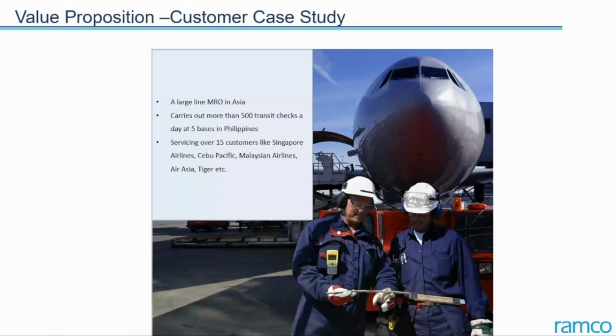Since Mechanic Anywhere has been in production use for close to 7 years, we are able to publish measured KPIs from our customers. One such analysis is from a large line MRO in Asia who carries out more than 500 checks a day across 5 different stations. The company serves more than 15 customers like Singapore Airlines, Cebu Pacific, Malaysian Airlines, etc. And the study shows a significant increase in revenue and profitability year on year after implementing Ramco.